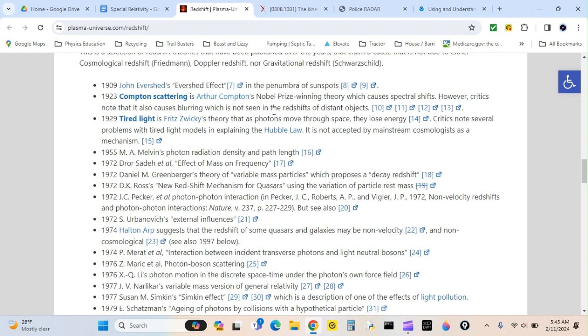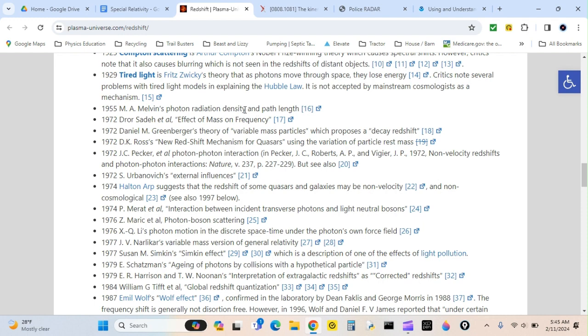Critics say, oh, but that's not really it. It's blurring, which is not seen in the redshifts of distant objects. Now, here's a really good one, and these are fairly accepted ideas. Tired light. What in the heck is tired light? Photons move through space, they lose energy. So they actually lose energy and their wavelengths increase.